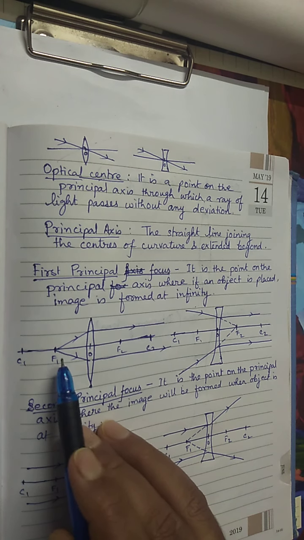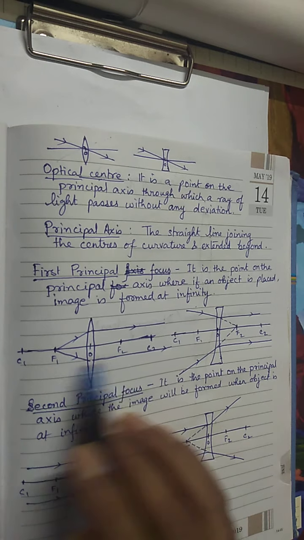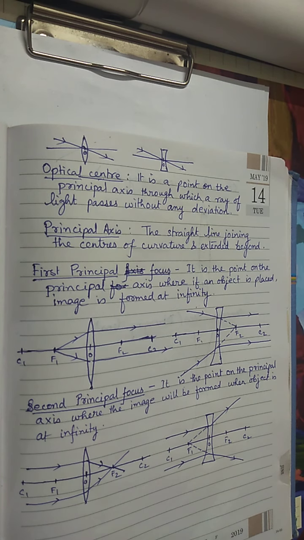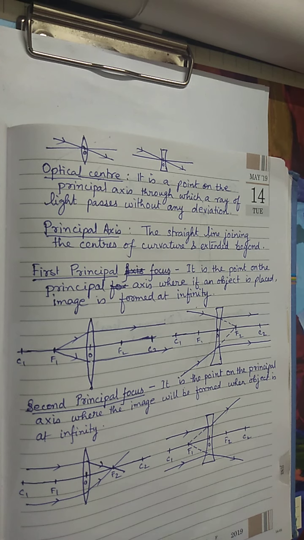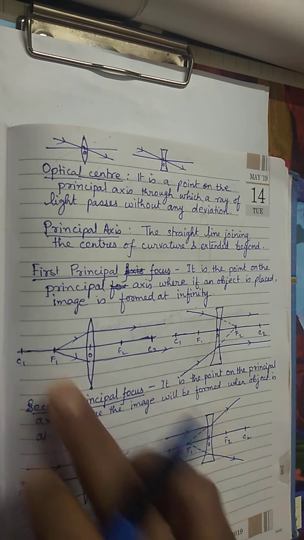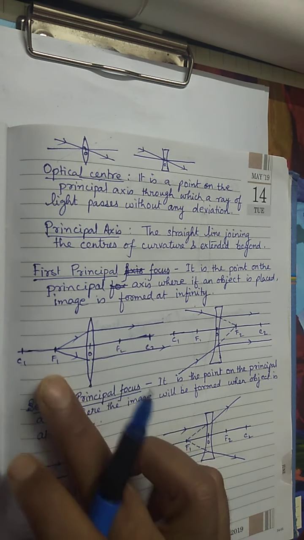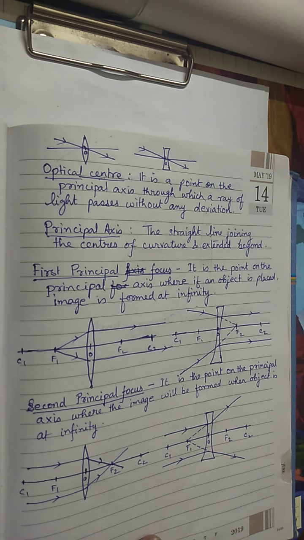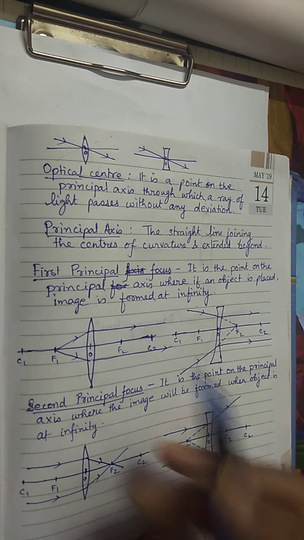Now, in the lens, you must have seen that two foci are marked, F1 and F2. So one of the focal points is called the first principal focus and another is called the second principal focus. Now, whether it is first or second principal focus, it does not depend on the naming. It's not that F1 will be first and F2 will be second. It's not so. It depends on the definition and how the rays are behaving.